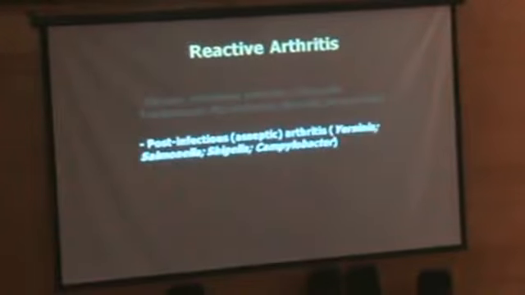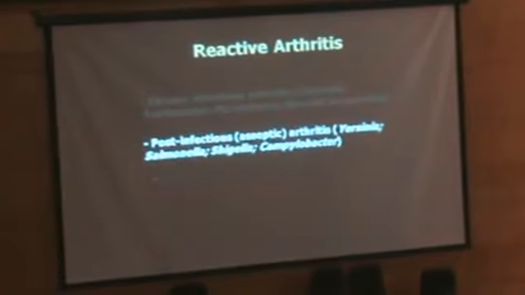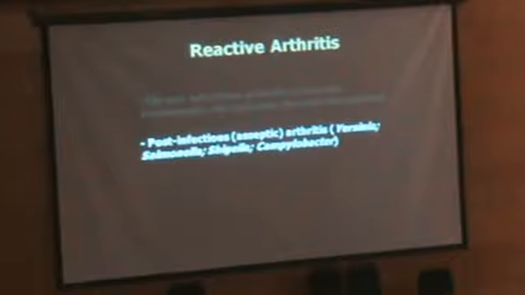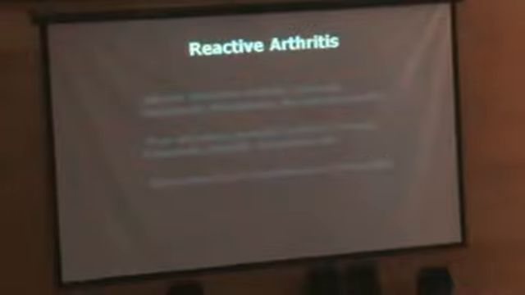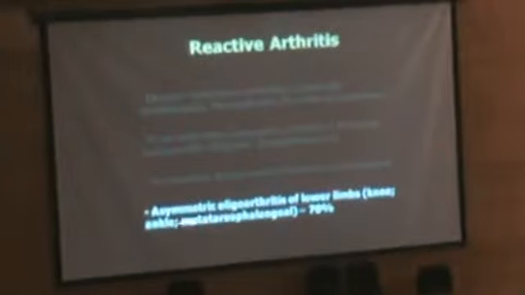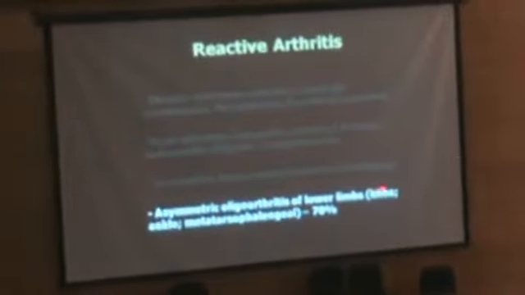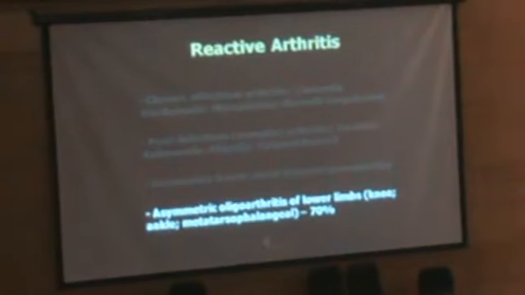A bunch of microorganisms may be involved, as you can see here. I'm not going into detail on those. This can be either infectious or aseptic reactive arthritis, where we never find the agent causing this. So the more common presentation is the incomplete form, as I told you, and it presents as asymmetric oligoarthritis of the lower limbs: knee, ankle, metatarsophalangeal joints in up to 75% of cases.